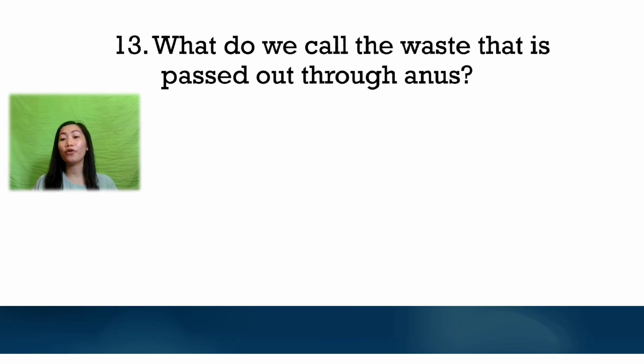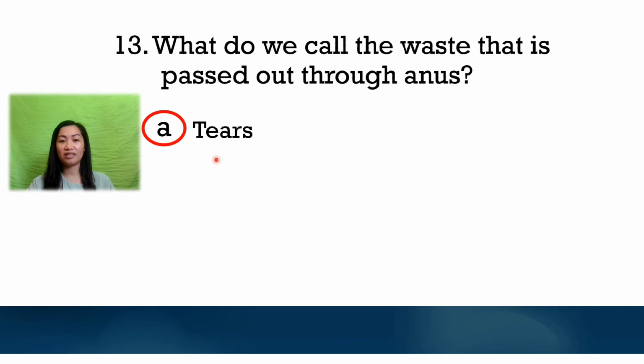Okay, number 13. This is the last question. So what do we call the waste that is passed out through our anus? Again, what do you call the waste that is passed out through our anus? So this is the last part of the digestive system. Your waste is coming out from your anus. So what do you call that waste?